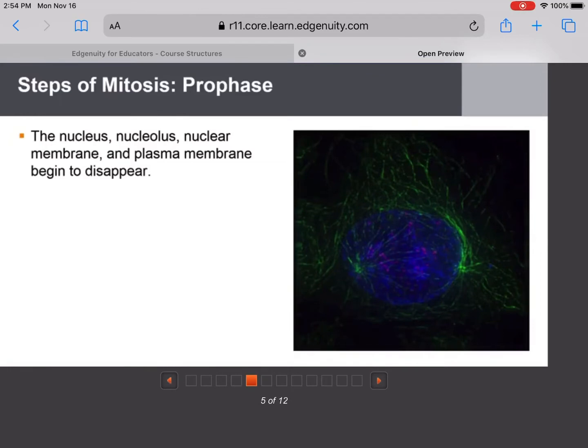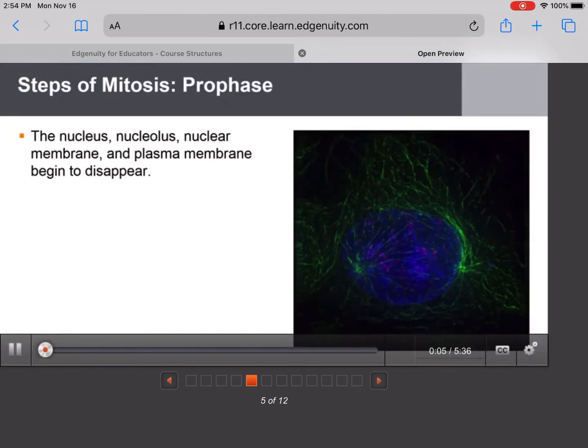Let's discuss each phase in detail, the steps of mitosis. Let's start with prophase. Prophase is the first and longest phase of mitosis, in which the chromatin in the cell coils into chromosomes that can be seen. Chromatin is the DNA that's all spread out so the cell can use it, and when it condenses into chromosomes, it's condensed into the interior of the cell.